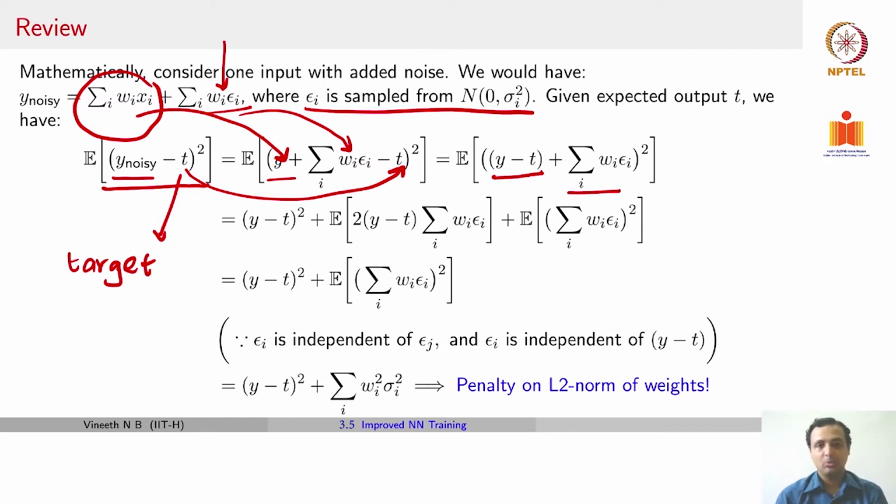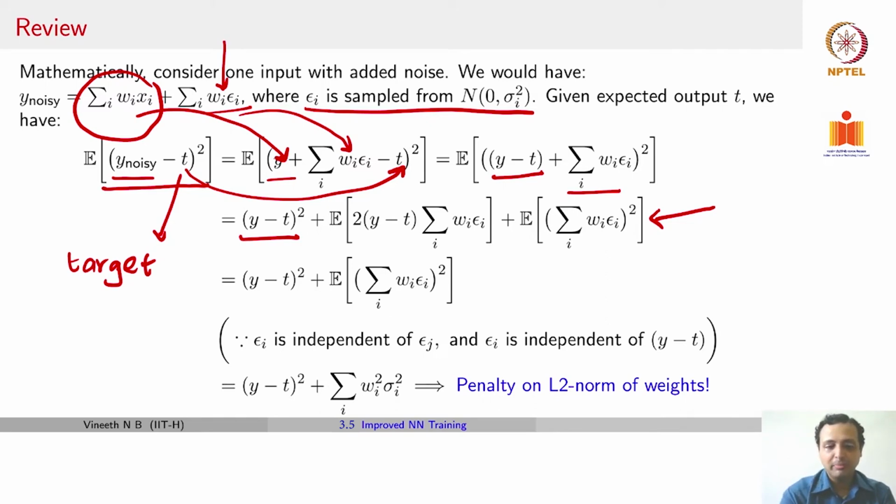By grouping terms, this can be written as (Y minus T plus summation i Wi epsilon i) whole square. Now we use the standard expansion of (A plus B) whole square, and you get the terms in the next equation. Keep in mind that the first term here does not have an expectation because there is no random variable there. There is no epsilon i in that, so you can remove the expectation in that first term, and the expansion follows the linearity of the expectation.